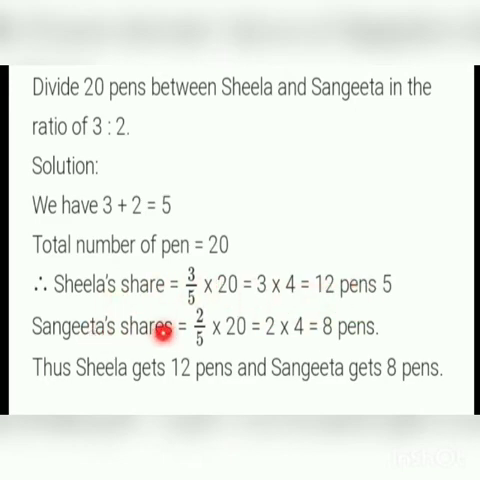Now Sangeeta's share is 2/5 into 20. So 2 into 20 is 40. 40 by 5, 8 pence. So here the calculation is not tough for you, but that concept, dividing in the ratio, that should be very clear to you.